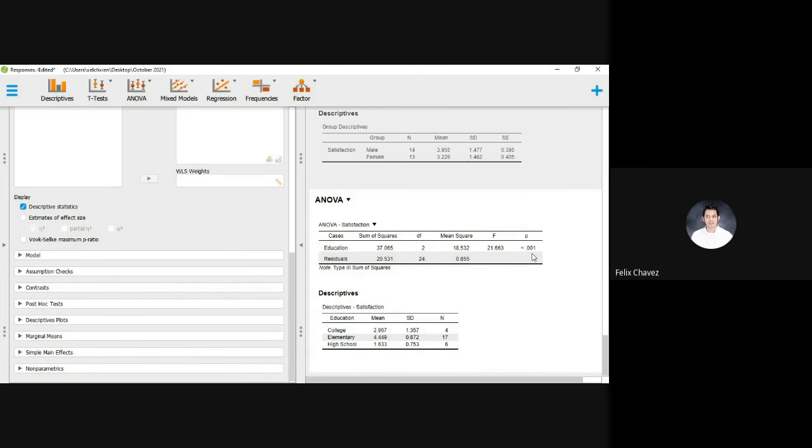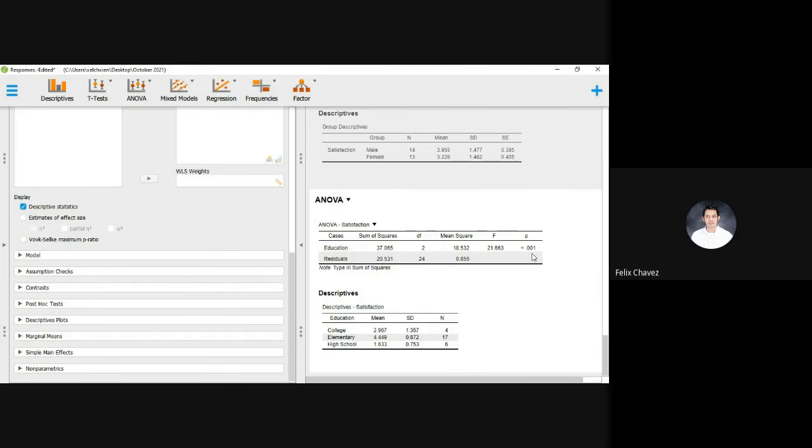Always remember that the p-value is our basis if we will accept or reject the null hypothesis. Our null hypothesis here is that there is no significant difference in the level of satisfaction of customers when grouped according to educational attainment. That's our null hypothesis. But since our ANOVA is significant, we reject the null hypothesis because the results show that there is a significant difference in the level of satisfaction of customers when grouped according to educational attainment. So there is a difference between the groupings when it comes to satisfaction.